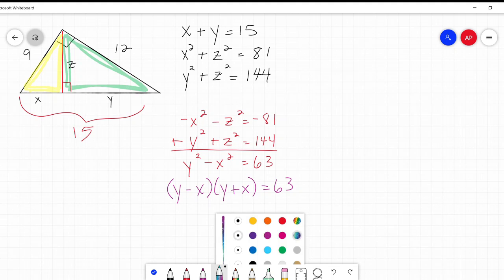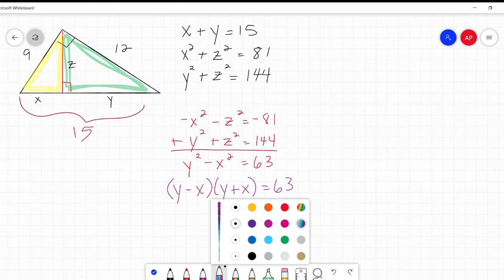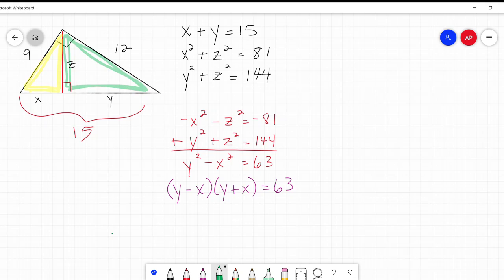First I'm going to change my color because I want it to be, let's make it green. All right, so that's going to be 15. And y minus x just stays there and equals 63. Okay, so I'm going to divide both sides by 15. And I get y minus x equals 63/15. And I can simplify that because 3 goes into both of them, into 21/5.